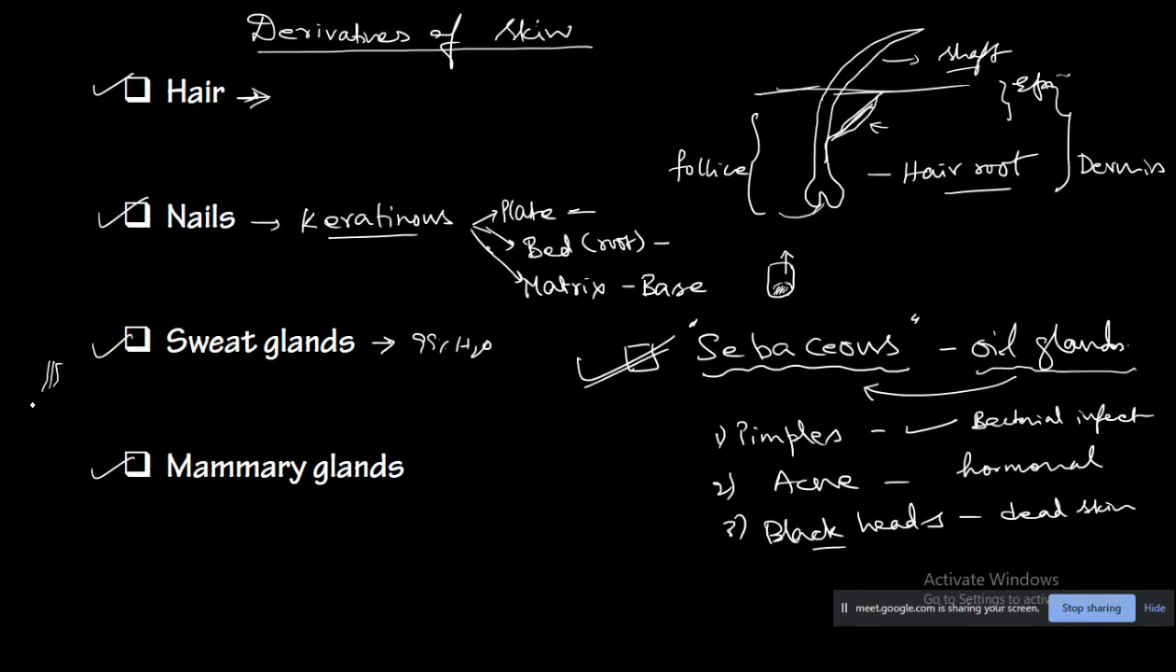Another type of gland is the meibomian gland. Meibomian. Okay, meibomian is also a sebaceous gland. That is, sebaceous means oil secreting gland. Now that is present where? In the margin of the eyelids.